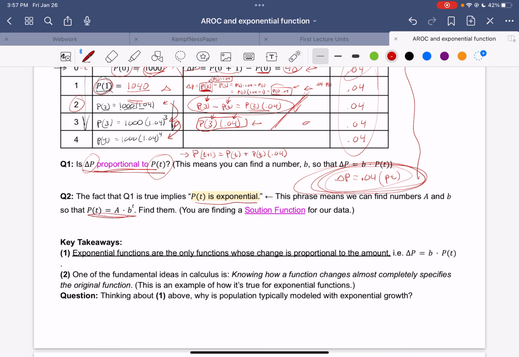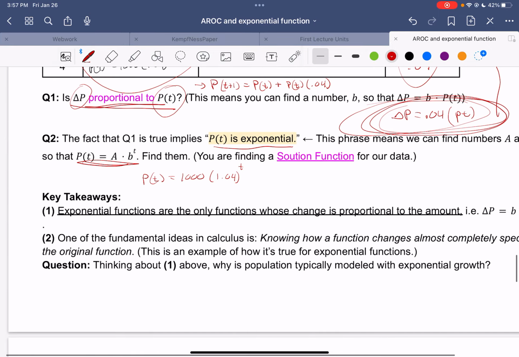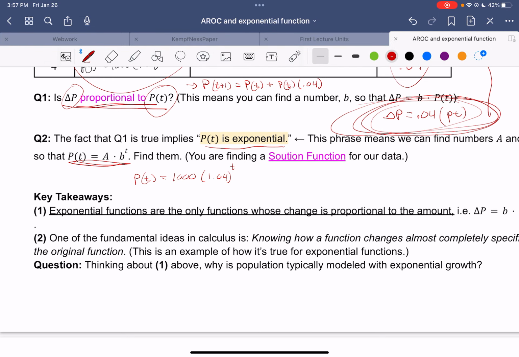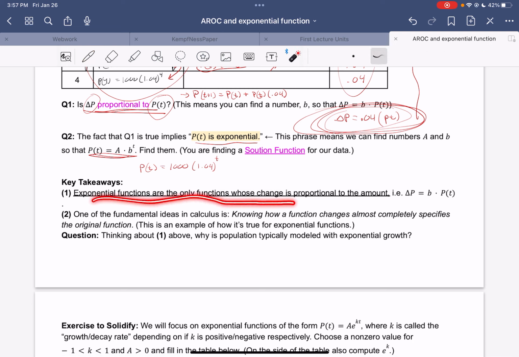And now if we were to write out a formula, we should really look in this column here. And if you stare at it for a while, you'll realize that P of t is 1,000 times 1.04 to the t. Okay? So, cool. Exponential functions are the only functions whose change is proportional to the amount. That means they satisfy this, okay? Because that's what it means to be exponential, okay?